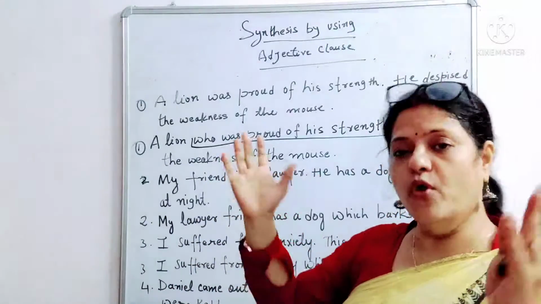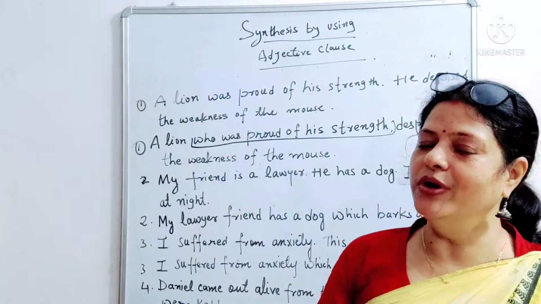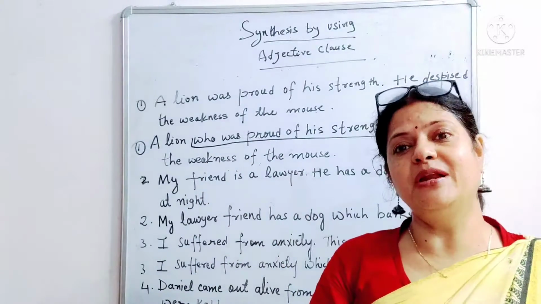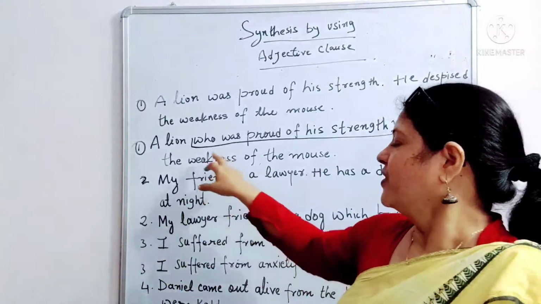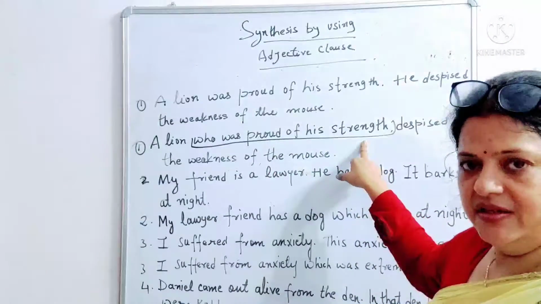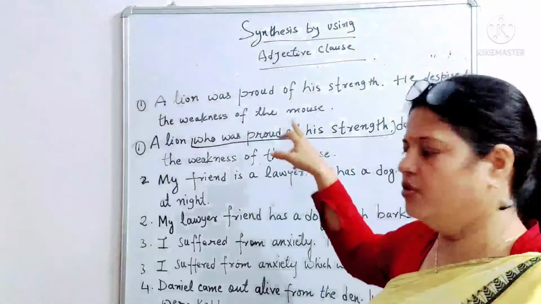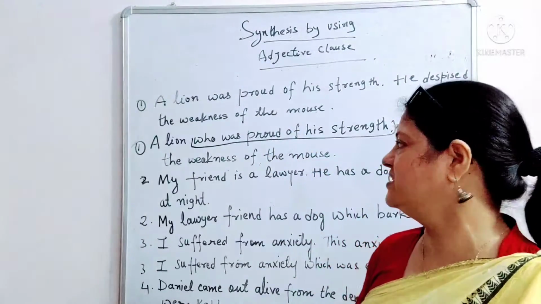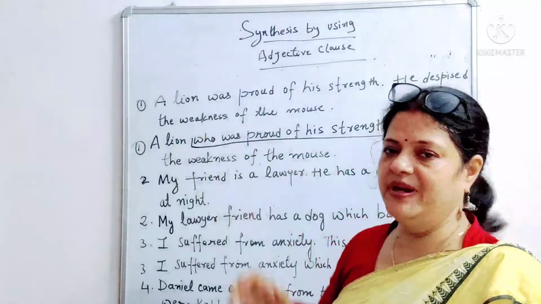But we have to divide the principal clause into two halves. Why? Because we want to put the adjective clause just after the noun or pronoun in the principal clause so that it can describe it well. So, a lion who was proud of his strength despised the weakness of the mouse. So we have made this complex sentence. We have one subordinate clause and one principal clause.